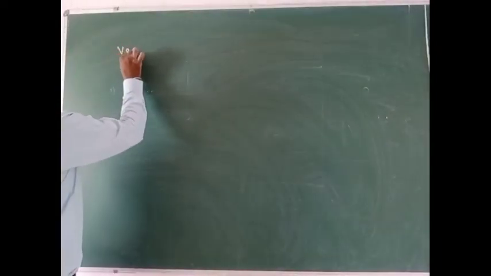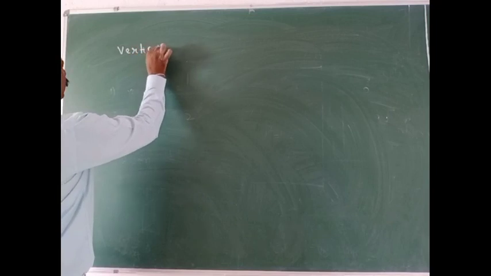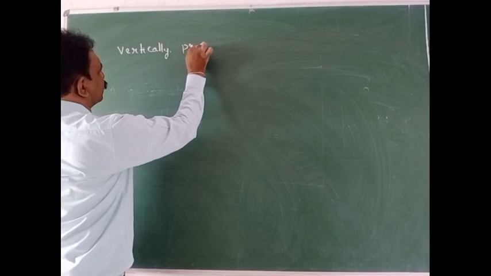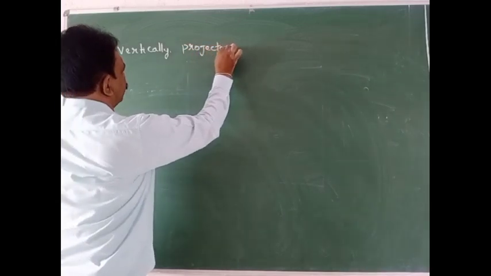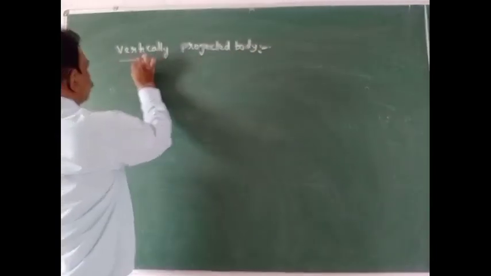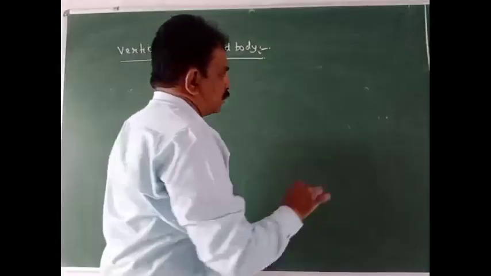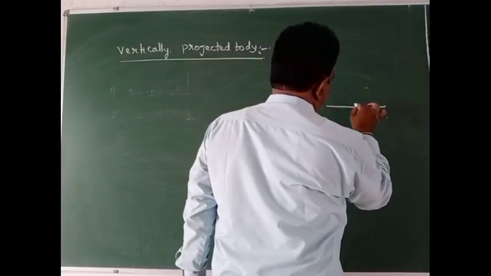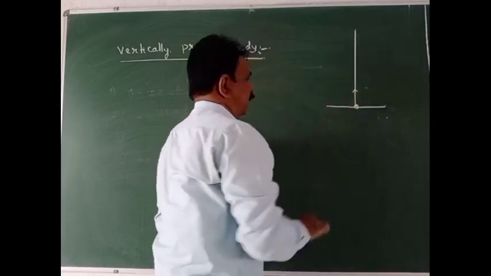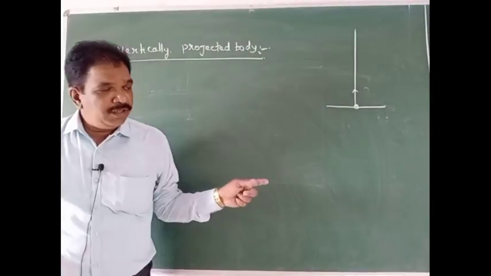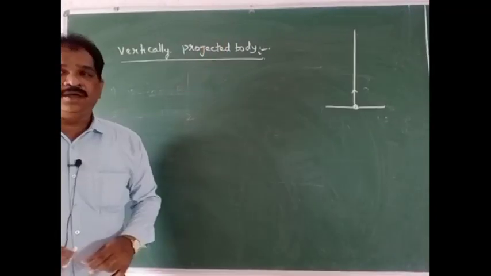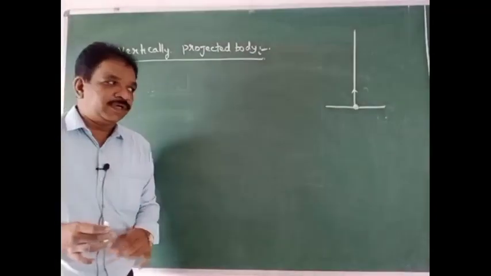Next, vertically projected body. For example, this is ground. Here one body is there. It is projected like this. A body projected vertically upward will be called a vertically projected body.